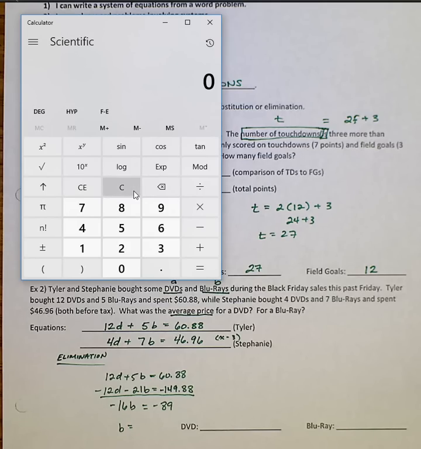I'll do that again. 89 divided by 16. Oh. Did I type the wrong number in? I believe I did. Hold on a second, guys. Sorry.